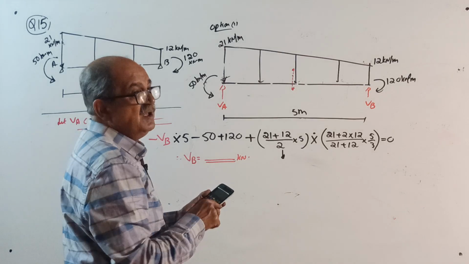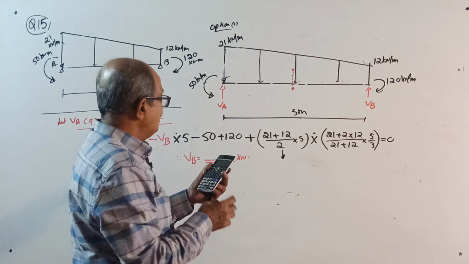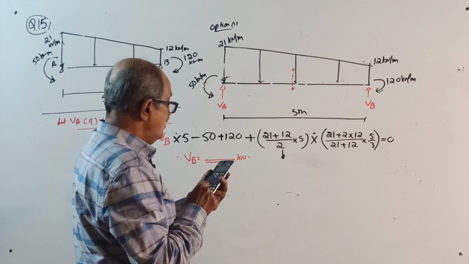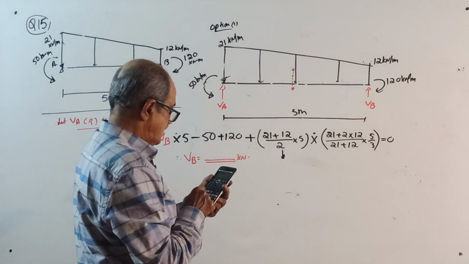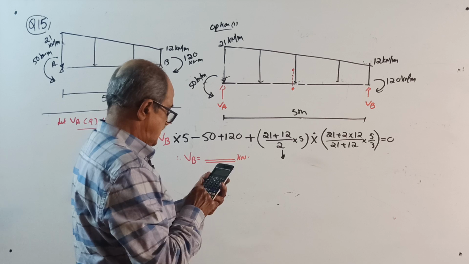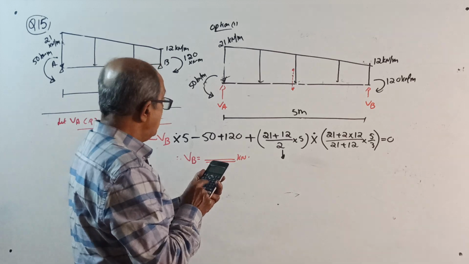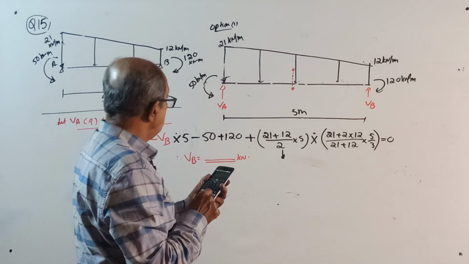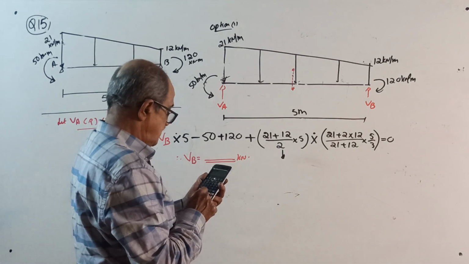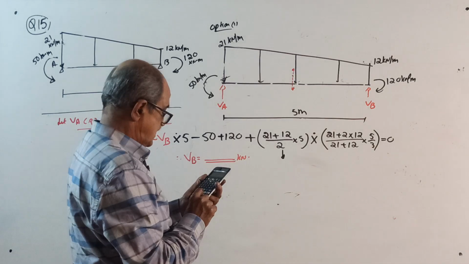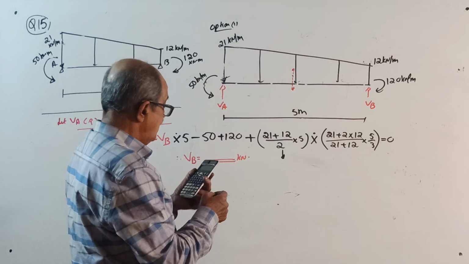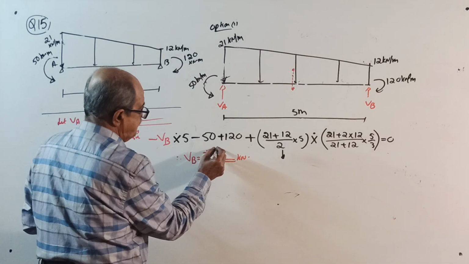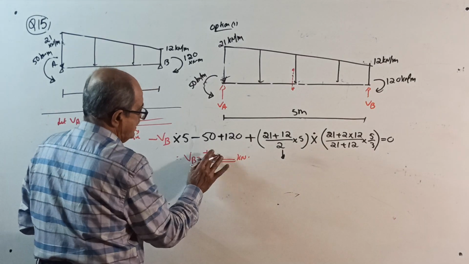Right, calculate. If I keep the calculator for a long time, calculator gets off. 21 plus 12, 5 by 3, bracket 21 plus 12, 2 into 5, minus 50 plus 120. 51.5 kilonewton. I check the answer. Plus 51.5 kilonewton.